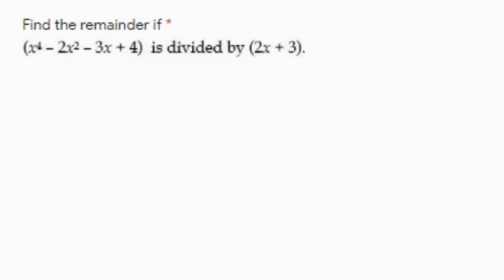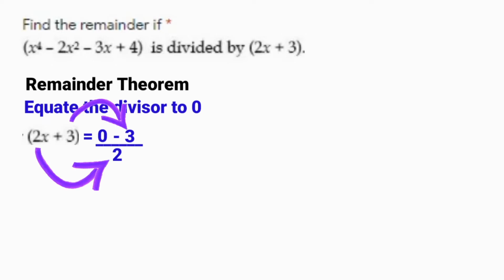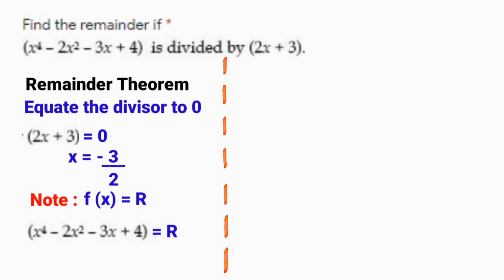Find the remainder if x to the 4th power minus 2x squared minus 3x plus 4 is divided by 2x plus 3. We will be using the remainder theorem. First, equate the divisor to 0. 2x plus 3 is equal to 0. By transposing 3 and 2 to the right side, we will get x is equal to negative 3 halves. Remember, the remainder theorem states that f(x) is equal to r. So x to the 4th power minus 2x squared minus 3x plus 4 is equal to r.